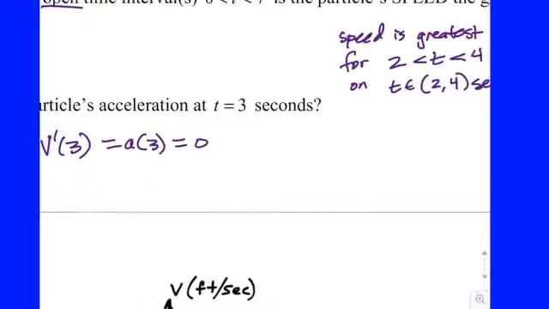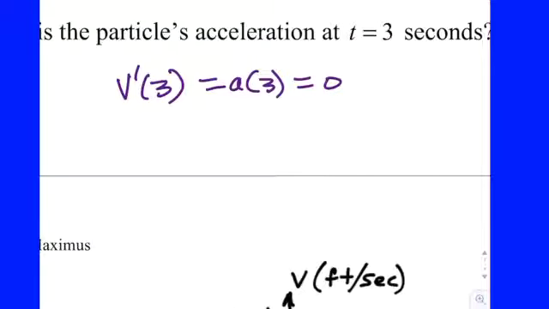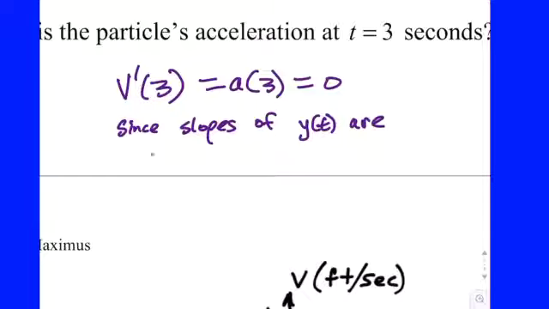What if it asked you to justify? Let's add that on there. Or explain why. This one would probably say explain. We would say, since the slopes of y of t are constant at t equals 3 seconds. Something like that. Remember, we don't say the slopes of the graph. Even though there's only one graph given, we don't say slopes of the graph or the function. Always speak very, very specifically.